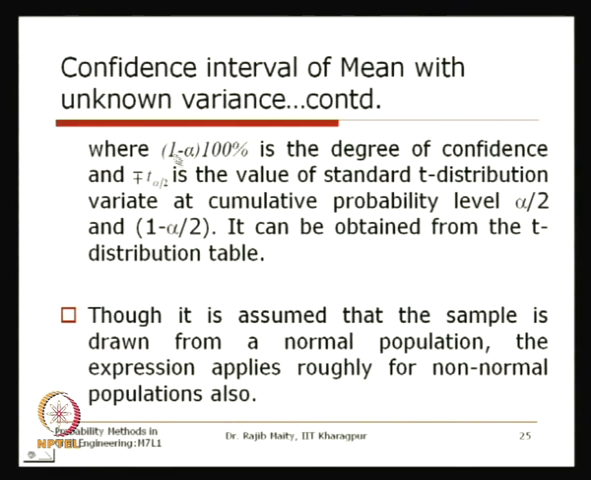Where 1 minus alpha into 100% is the degree of confidence, and t alpha by 2 is the value of the standard t distribution variate at cumulative probability 1 minus alpha by 2. So basically the difference between the t and the standard normal distribution is at this lower n level, where you will get a wider estimate of the interval, because when the sample size is less, the uncertainty is more.